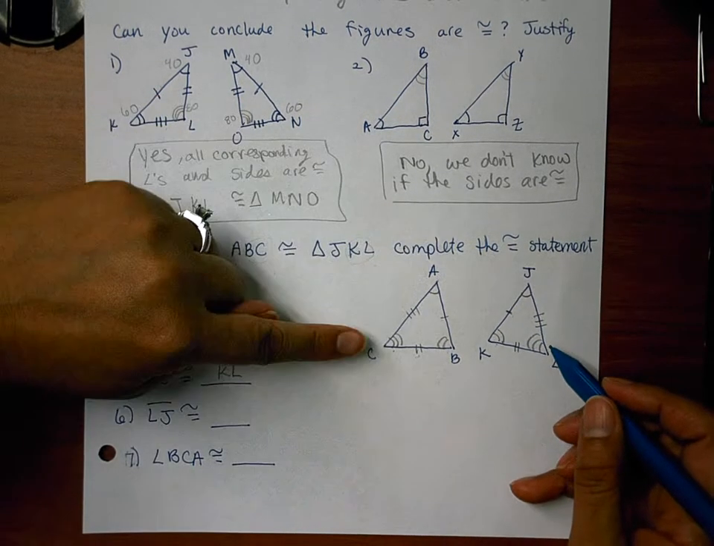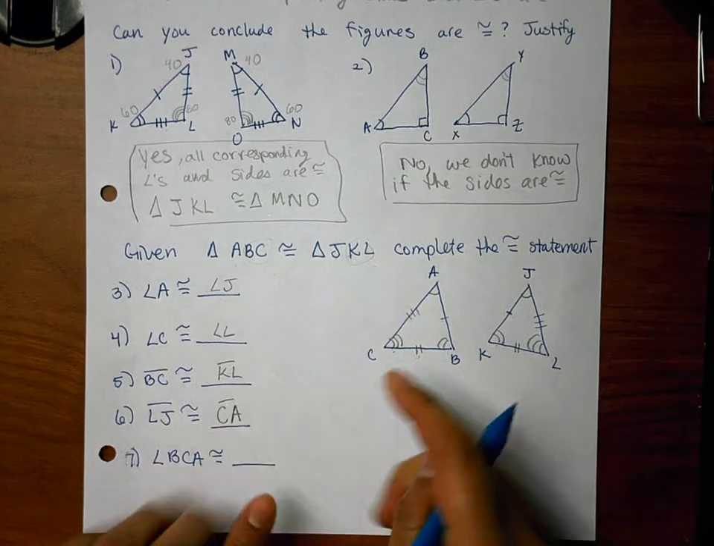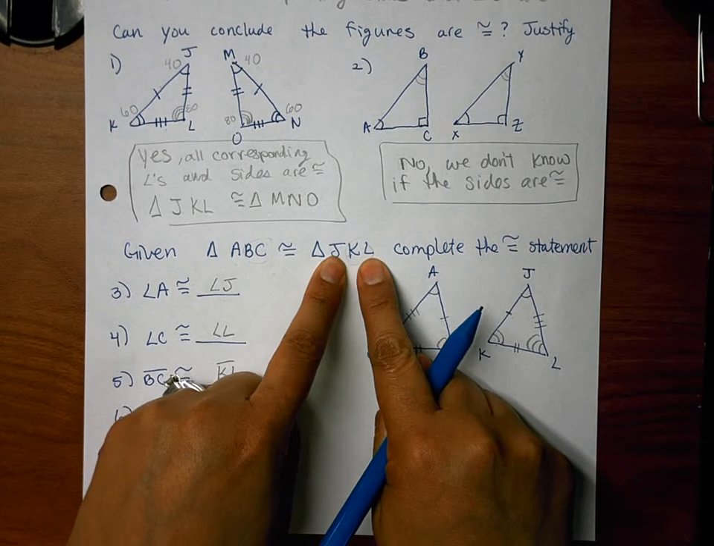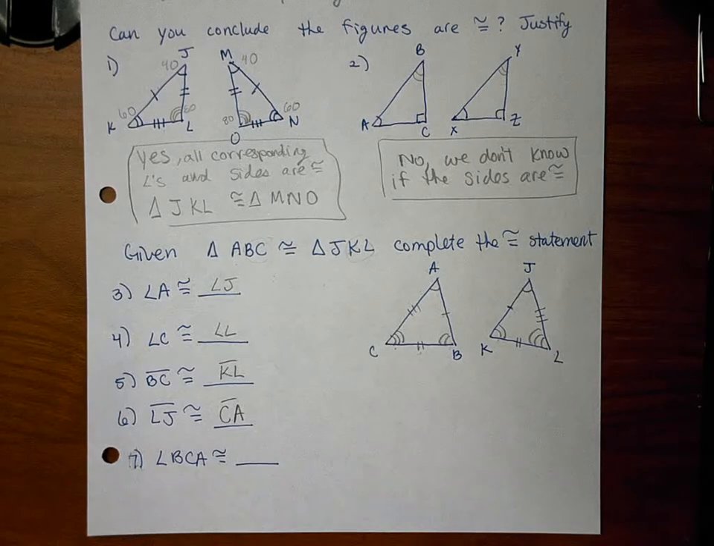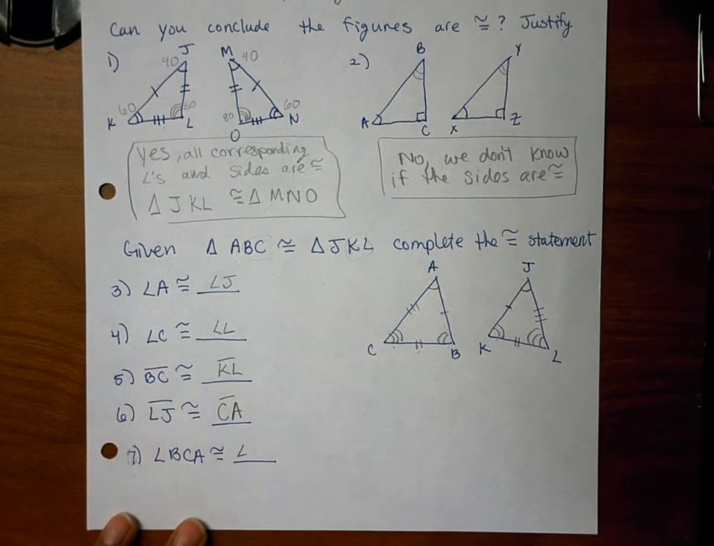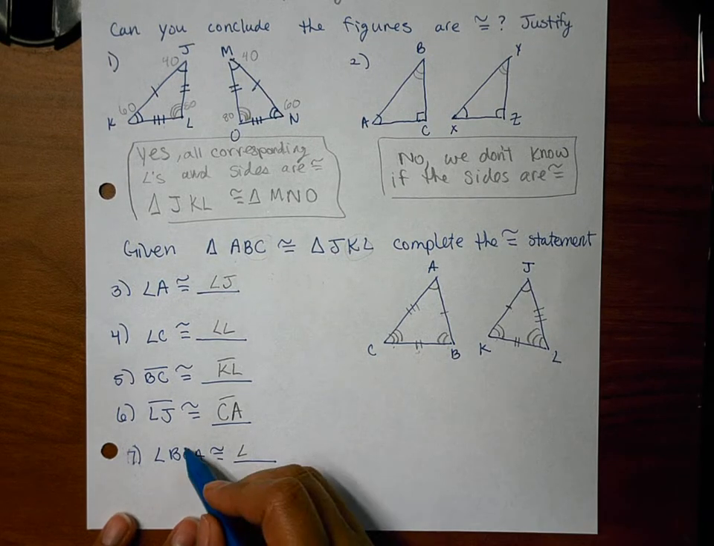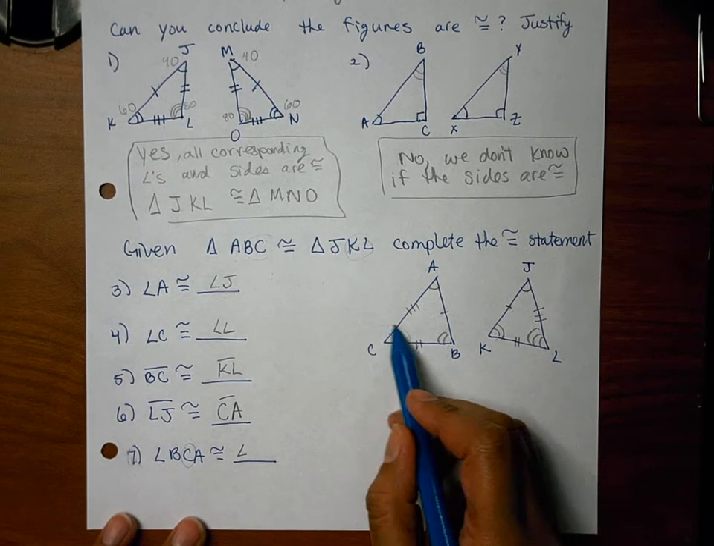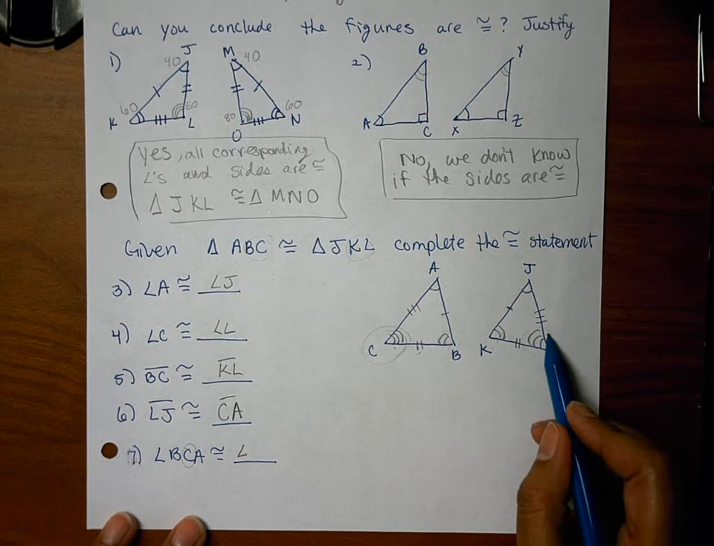LJ, that's this side here, the triple marking, is congruent to the triple marking CA. And you can see that here as well. LJ is the last and the first, CA is the last and the first. Angle BCA, just getting used to using 3 letters. Let's use the 3 letters for the answer. BCA, the one in the middle is your vertex. They're referring to this angle right here.